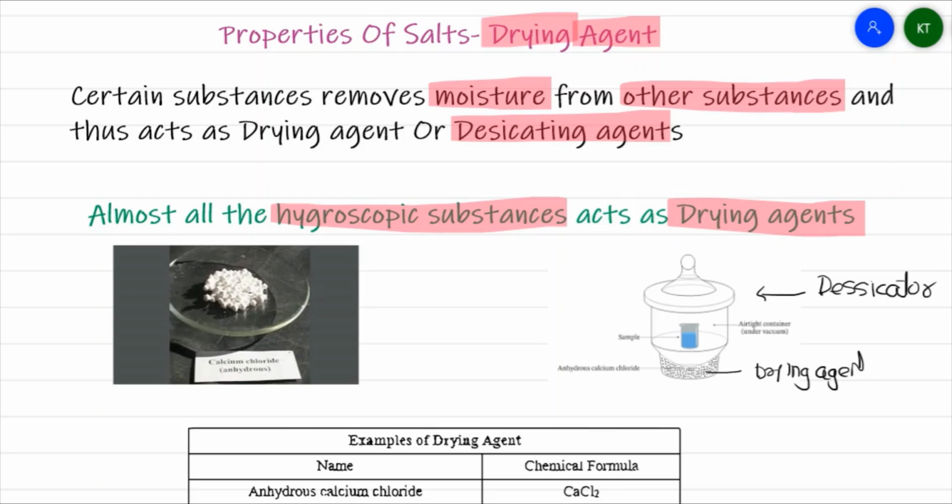drying agent. The sample which is to be dried is kept in this desiccator, and a lid is put on it and kept aside for 1 or 2 hours. Later on, when we take out the lid, we can see the sample has become dry. So this is known as a desiccating agent.